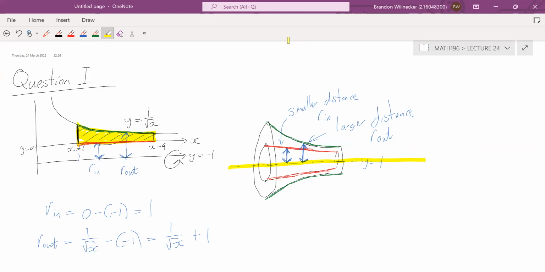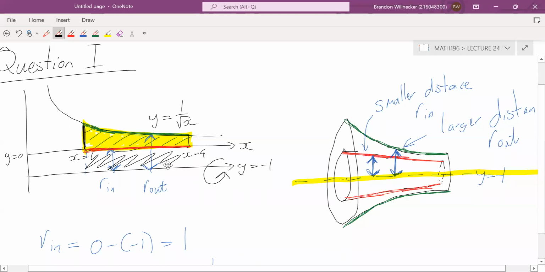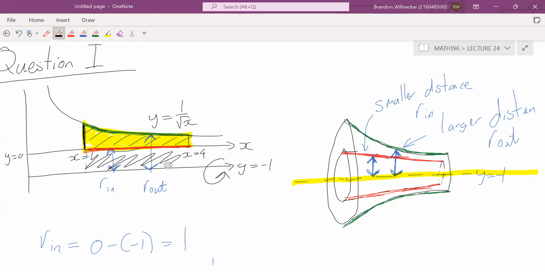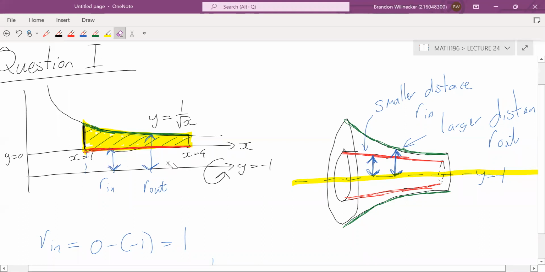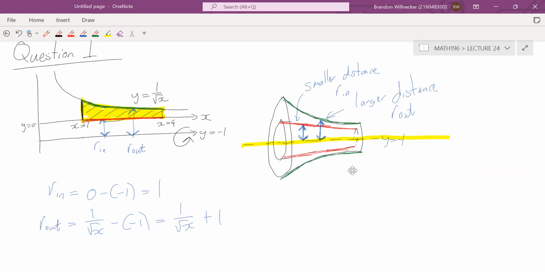Remember that this part inside here is empty, so we don't include that. We're only looking for the distance from the axis to the red line, that's the inner radius, and the distance from the axis to the green line, that's the outer radius. So there's two radii that we're interested in. Does that answer your question? Okay, awesome.